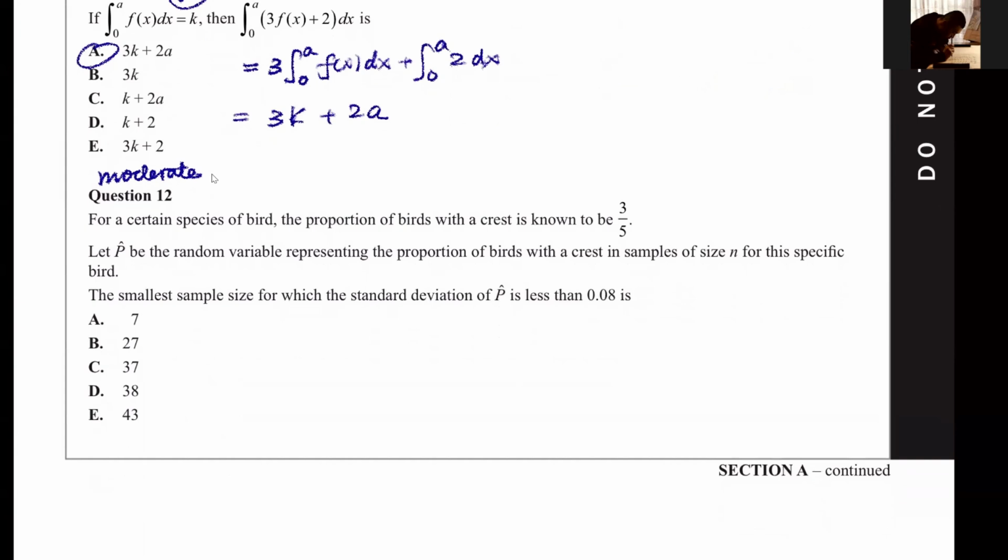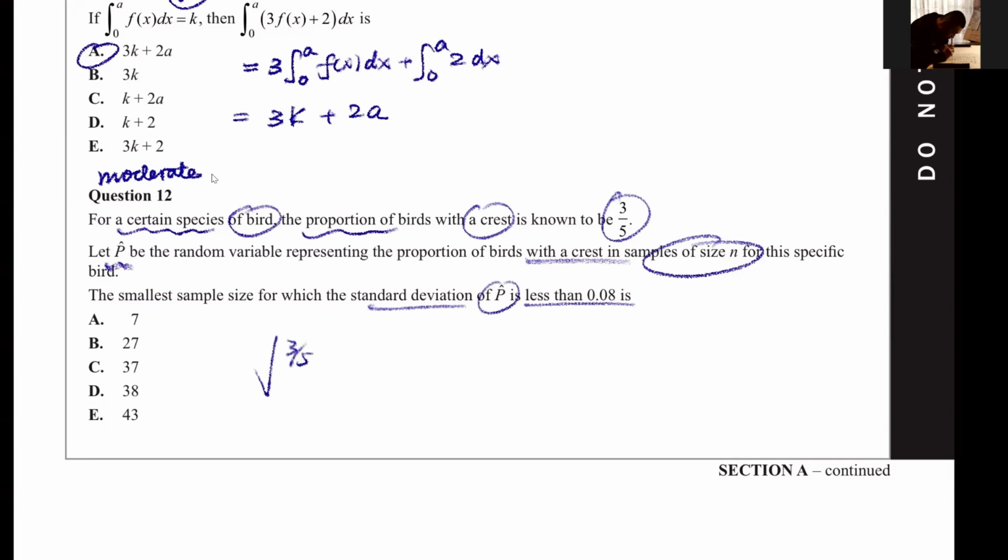Okay. For a certain species of bird, the proportion of birds with a crest is known to be 3 out of 5. So p hat is a random variable representing the proportion of birds with a crest in a sample size n. Standard deviation of p hat less than 0.08, so we can just go for the square root of 3 out of 5 times 2 out of 5 divided by n. That is the formula for the standard deviation of p hat, less than 0.08.